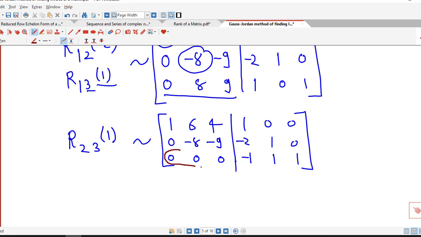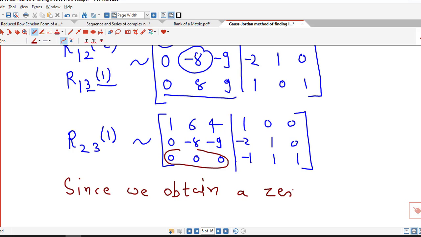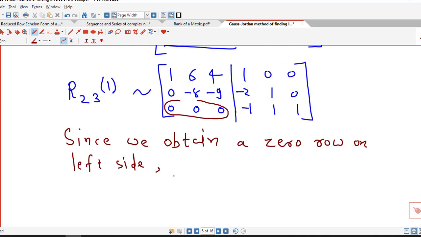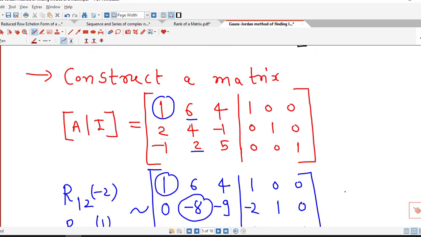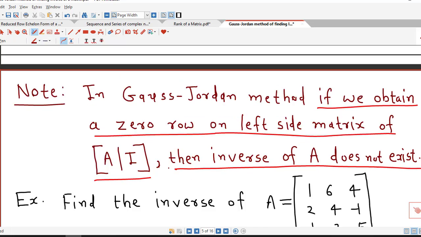So we stop here, and we can write that since we obtain a 0 row on the left hand side, the inverse of A does not exist. So this is a very easy method as compared to the adjoint method.